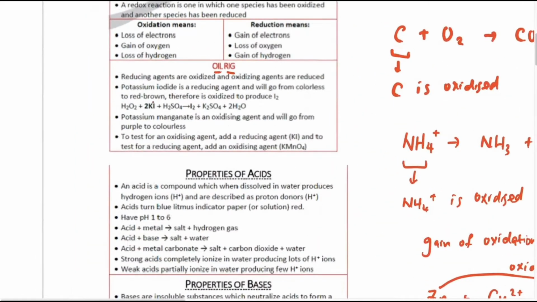So iodide is I negative. Potassium iodide, the KI, is I negative, and then it becomes I2. So basically what happened to iodide to iodine is a loss of electrons. So 2 iodide become I2 plus 2 electrons.